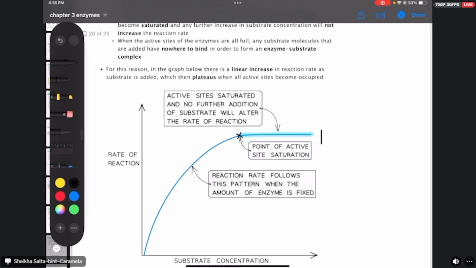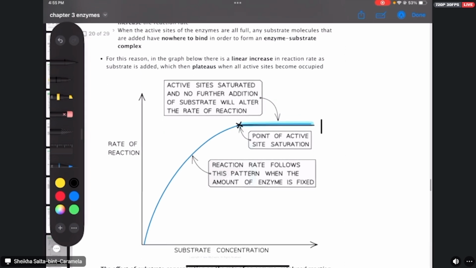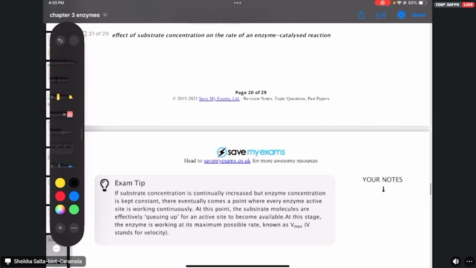So the graph would become a plateau like this. It would become a horizontal line. This is because all the active sites are occupied. The substrate would just queue up next to the enzyme, waiting for one substrate to bind, form a reaction and then leave. Then the other substrate would come, bind and then leave. So the rate of reaction just becomes constant, or you could say it just plateaus off.